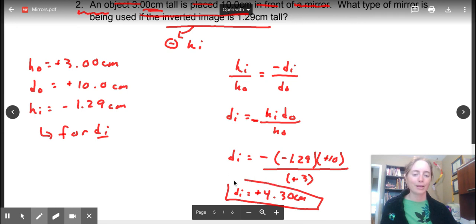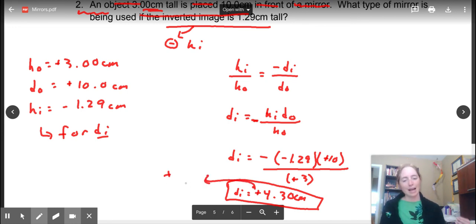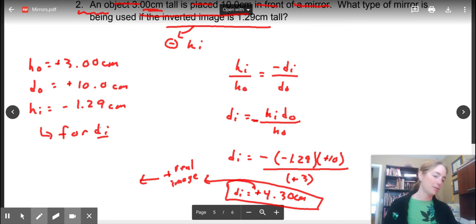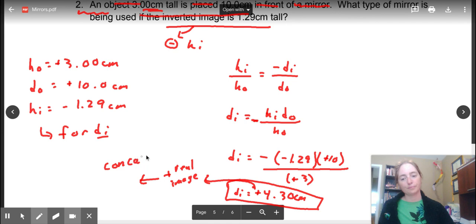Okay. There we go. So now we have DI. We got a positive number. Now remember that if DI is positive, that means it is going to be a real image. And remember what we were talking about earlier with our real images, they can only be made by a concave mirror and they can't be made by a convex mirror. So that means we have a concave mirror.